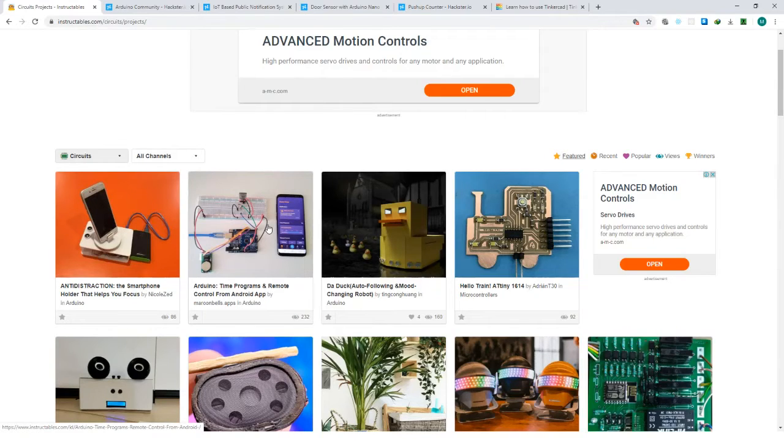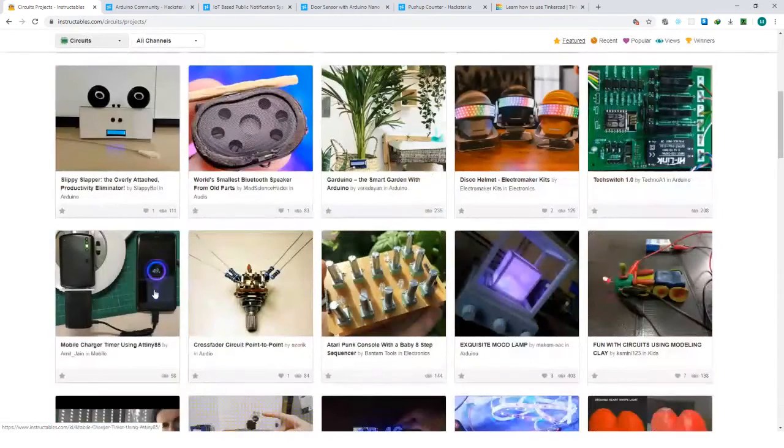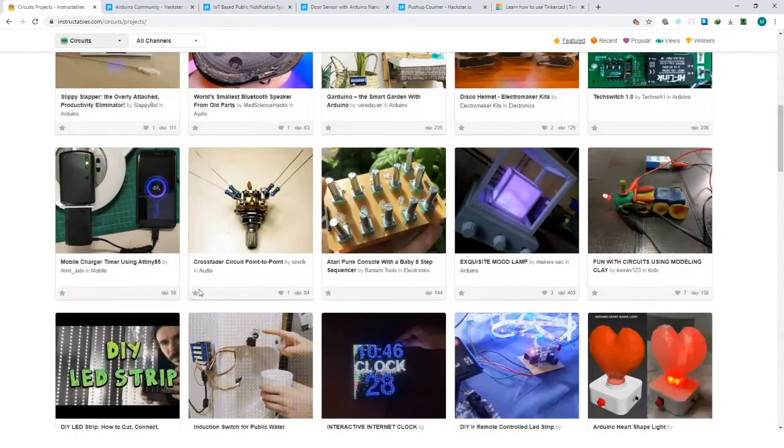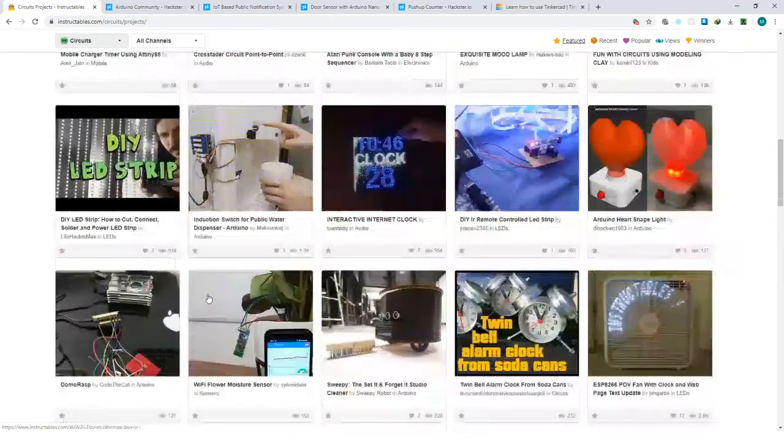So there are many projects which are basically around Arduino, and you can see the mobile charger timer using Arduino. I mean, there are so many things you can do, and kindly take time to go and visit, and then you will be able to tell.